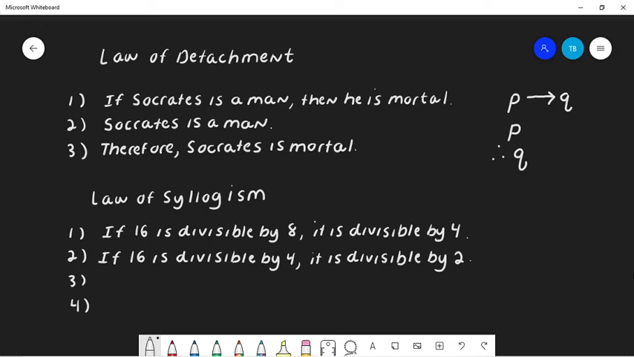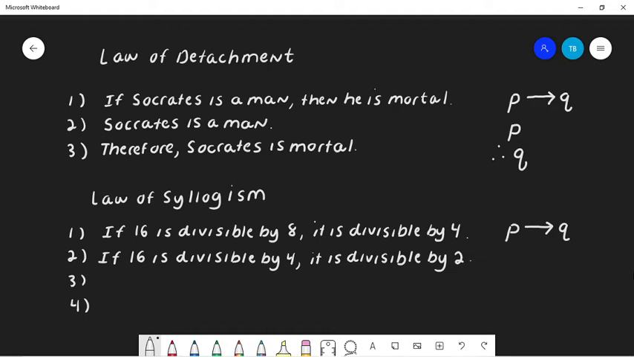So in this example, the first conditional is if 16 is divisible by 8, then it is divisible by 4. So we start symbolically with our tried and true if P, then Q. And then the trick here is to notice that the conclusion in the first conditional is the same as the hypothesis in the second conditional.